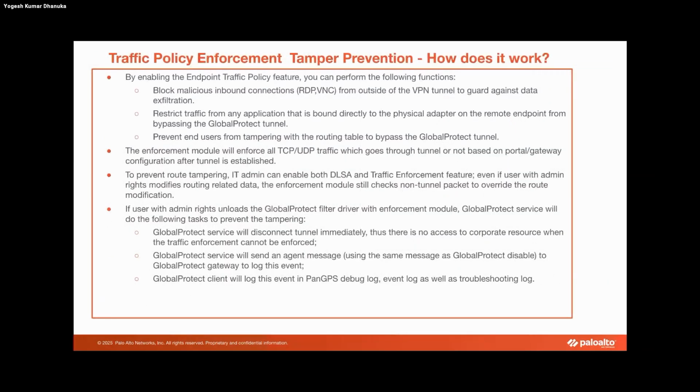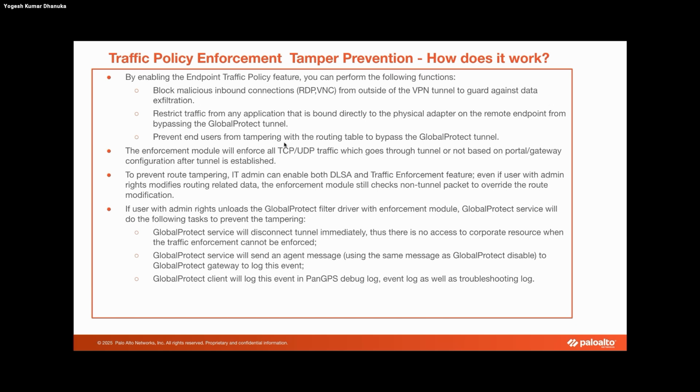Now, what exactly we are doing here is blocking any inbound connection outside of the VPN tunnel. So the idea here is that the Global Protect should be connected. Once the Global Protect is connected, it will obviously allow the traffic from the physical adapter to the Prisma Access Gateway to make sure that the tunnel is established.